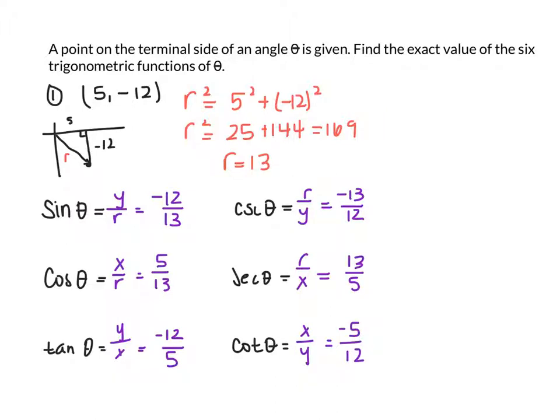So again, sine is y over r. Now your radius is not 1, so it's going to be negative 12 over 13. Cosine of theta is x over r, so 5 over 13. Tangent of theta is y over x, so negative 12 over 5. Cotangent of theta is x over y, or the reciprocal of tangent, so negative 5 over 12. Secant is r over x, or the reciprocal of cosine, so 13 over 5. And cosecant is r over y, or the reciprocal of sine, so negative 13 over 12. So this has been an introduction to radians, the unit circle, and the 6 trig functions.